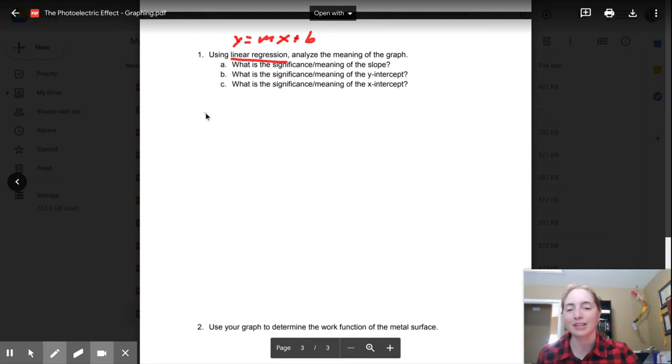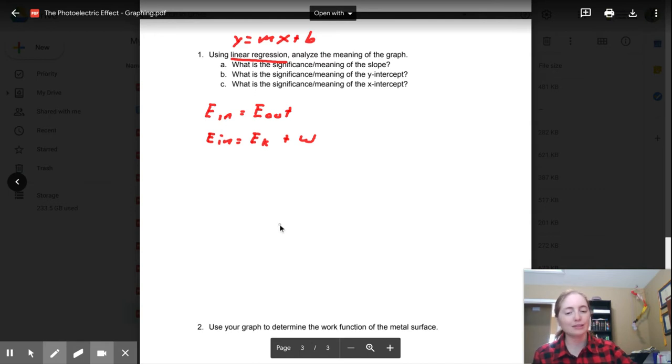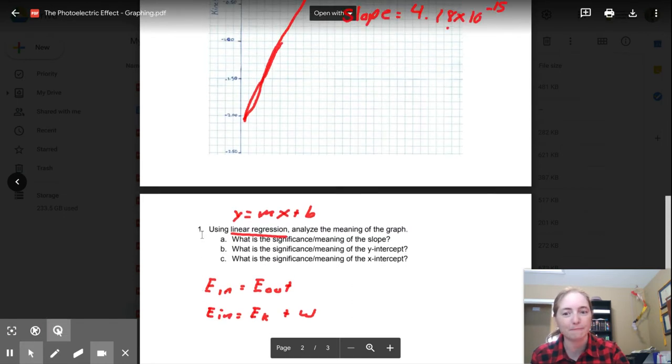Okay. All right, so we're dealing with the photoelectric effect here. So that means our incident energy is going to equal the energy that's going to be leaving in those electrons. So our incident energy is going to equal the EK max of that electron plus the work function. Okay, so let's go back to our graph and think for a moment how we need to sort this out into y equals mx plus b.